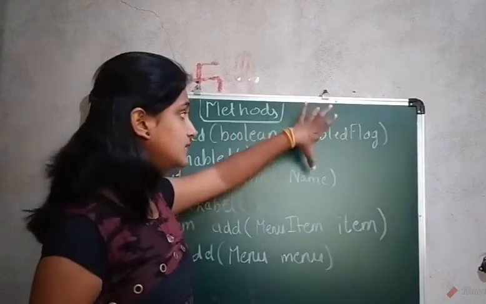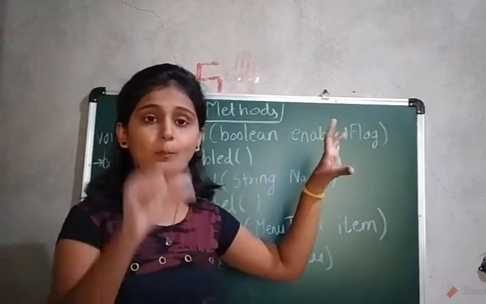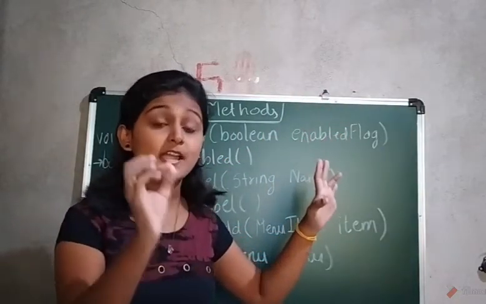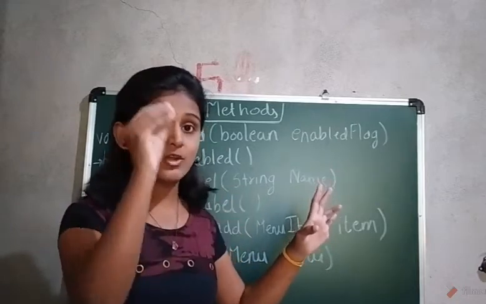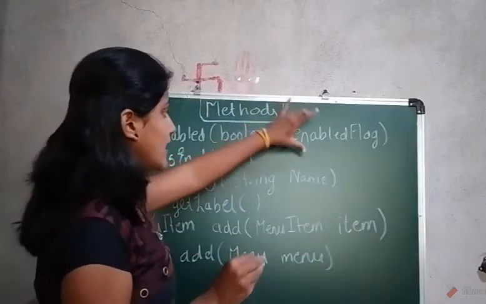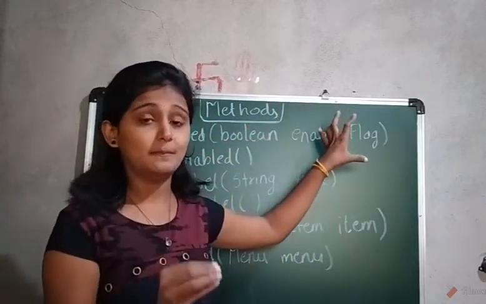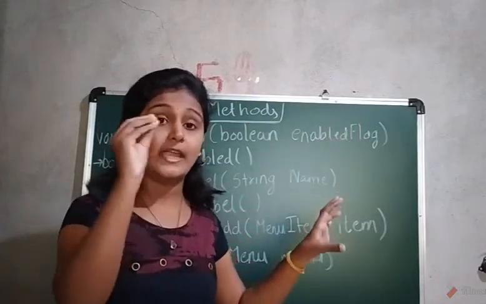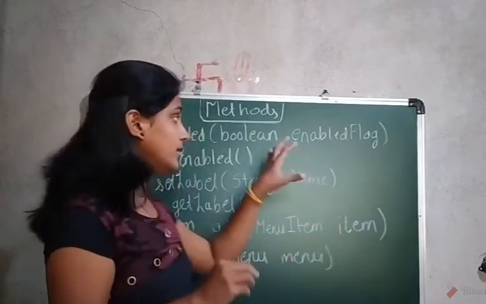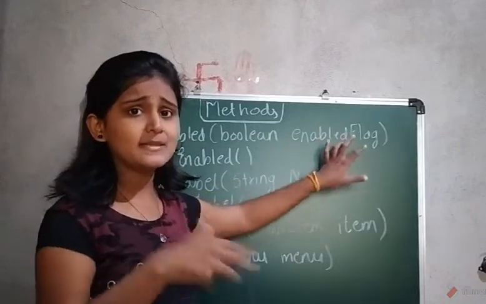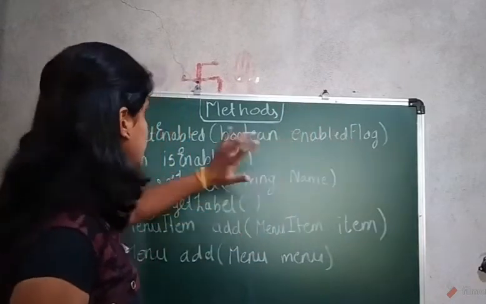If you pass true, then whatever the menu is there on the menu bar, it will be enabled. You are able to click there, the user is going to interact with that. If you pass false, it will be disabled. There you can't perform any kind of action. So for that purpose you have to pass false. That means as per the requirement, the method is used.